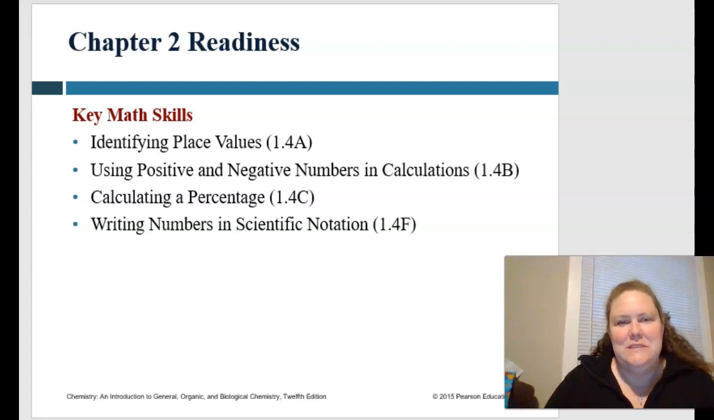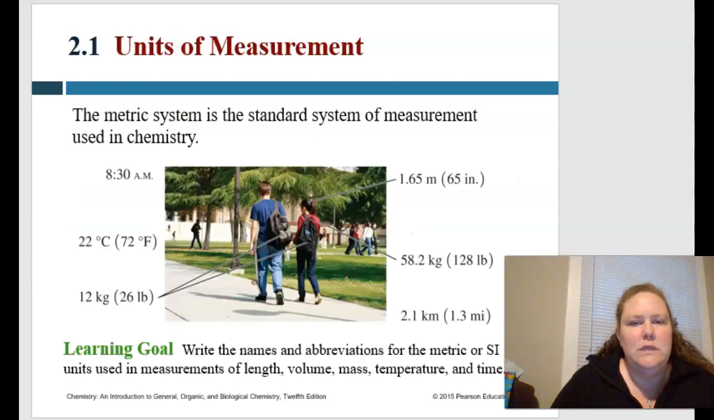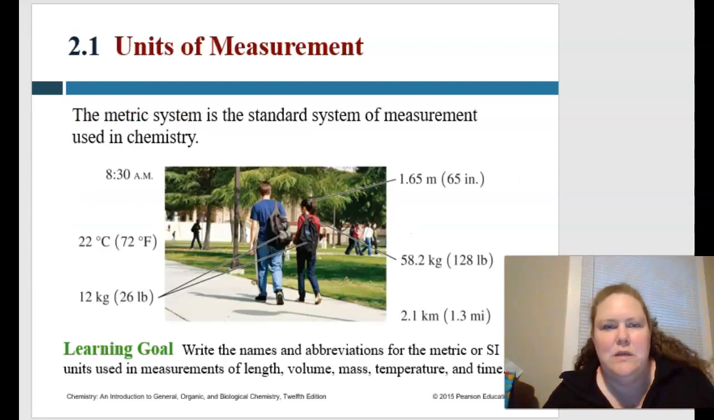Okay, moving on to chapter 2. Now we're going to be talking about identifying place values, using positive and negative numbers in calculations, as well as calculating a percentage, and finally writing numbers in scientific notation. So what we're going to start off with are units of measurement.